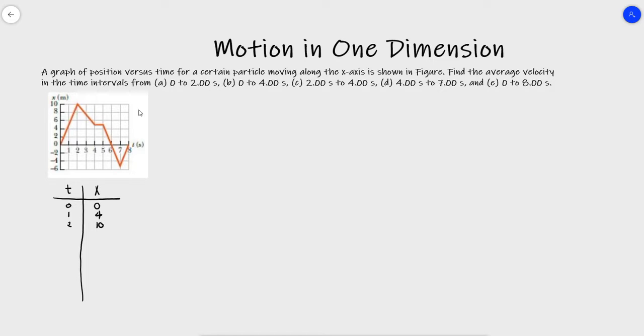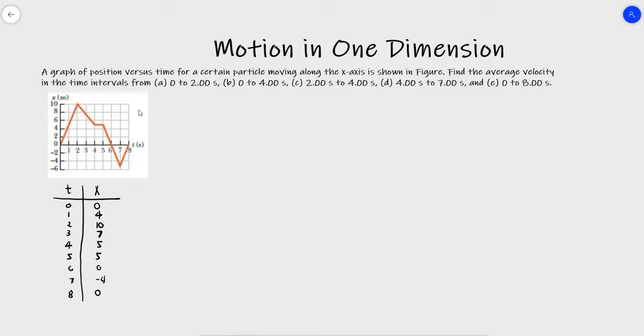Then after 3 seconds we have 7. After 4 seconds we have 5. At 5 seconds the value is constant, 5. At 6 seconds we have 0. At 7 it is negative 4. At 8, that is 0.